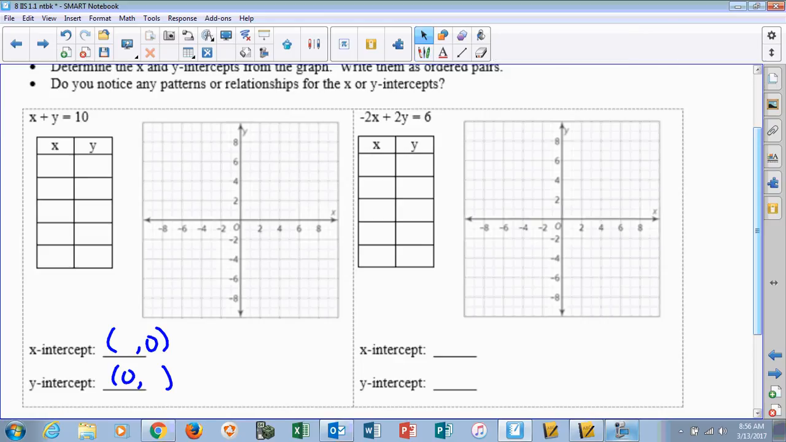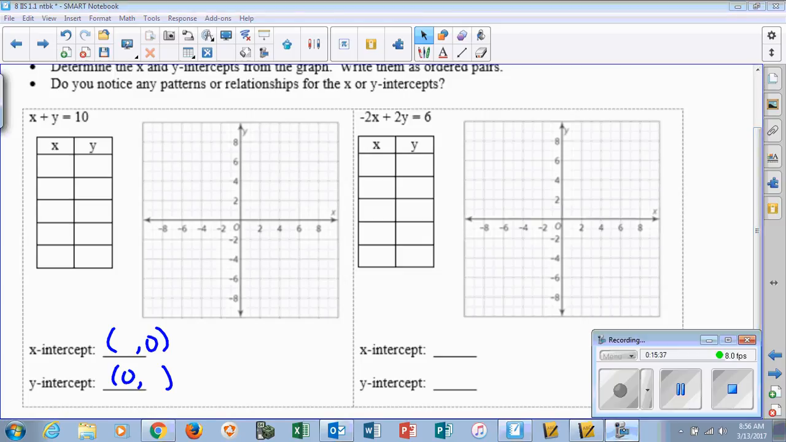Okay? So once you find your points, for x plus y equals 10, come up with 5 combinations of x plus y equals 10. You're going to graph those and come up with the intercepts. So I want you to do those 2 questions. This may take us to the end of the hour, but we'll keep the video going. So we're going to pause the video.